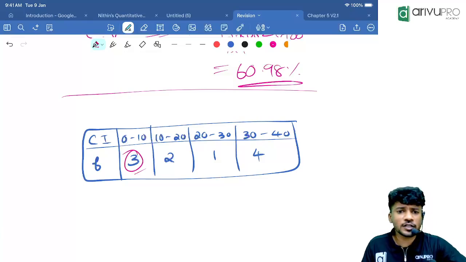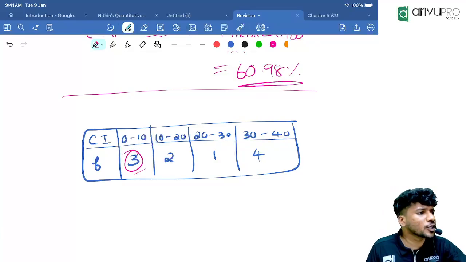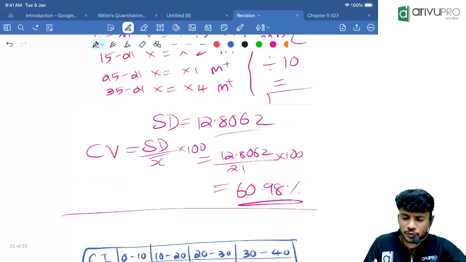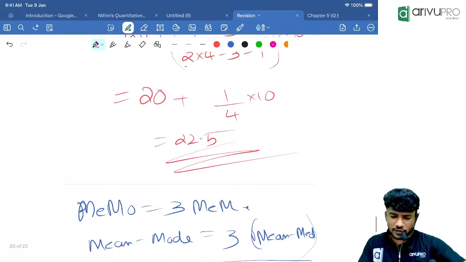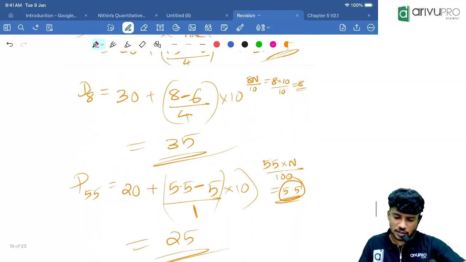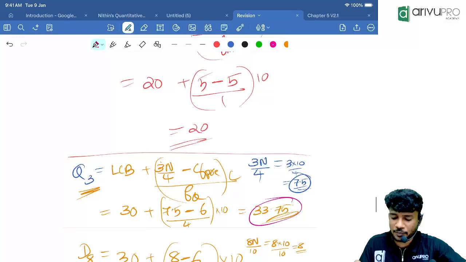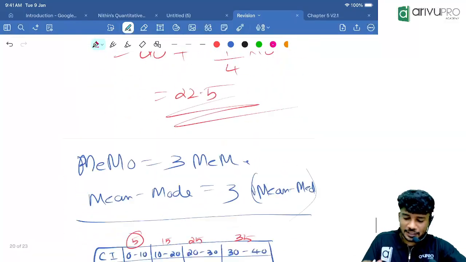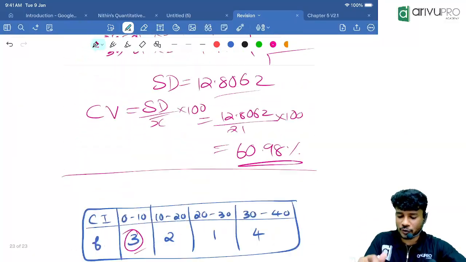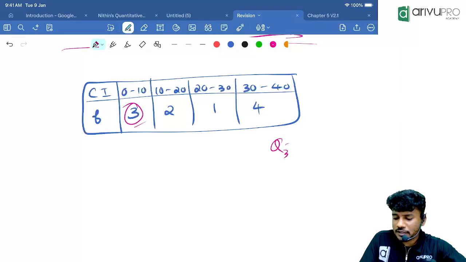Q1 we already found the value. We found Q1 or Q3? Q3. How much was the Q3 value we got? Q3 value was 33.75. People, get me the value of Q1.